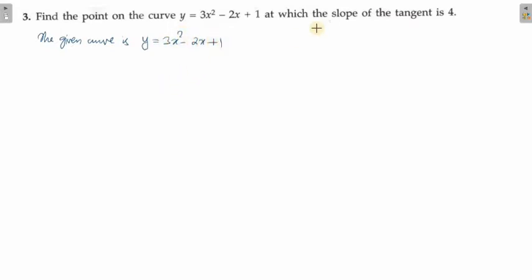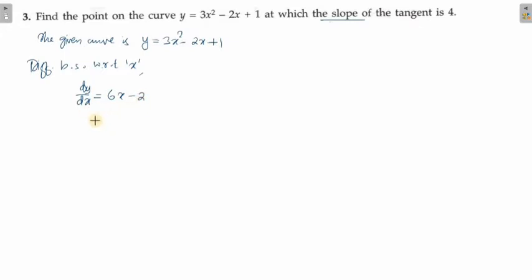Now since they are talking about the slope of the tangent, let's find the derivative of this. Differentiating both sides with respect to x, you get dy by dx is equal to, the derivative of x square is 2x, so 2x into 3 is 6x, minus you get 2 out here. So this is the derivative.